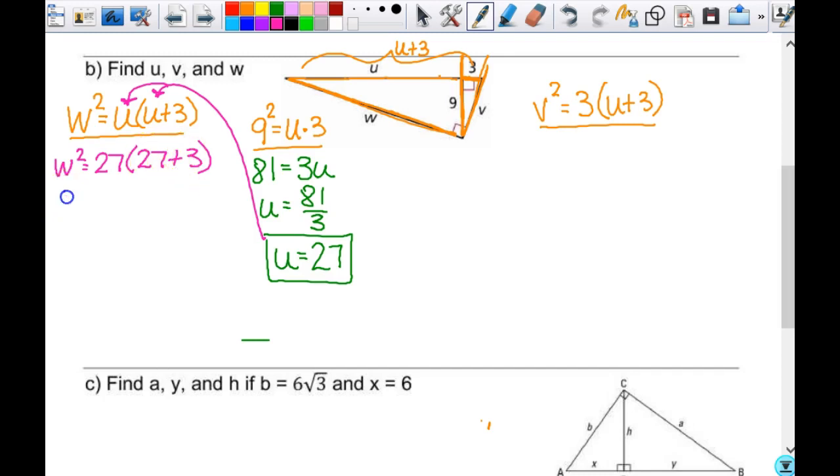I can go ahead and combine this so that I get W squared equals 27 times 30. So if I really just think about this as 3 times 27, what's 3 times 27? 81, like we just figured that out right here, right? Okay. So that means that's 810. So W squared equals 810. So W is equal to the square root of 810.